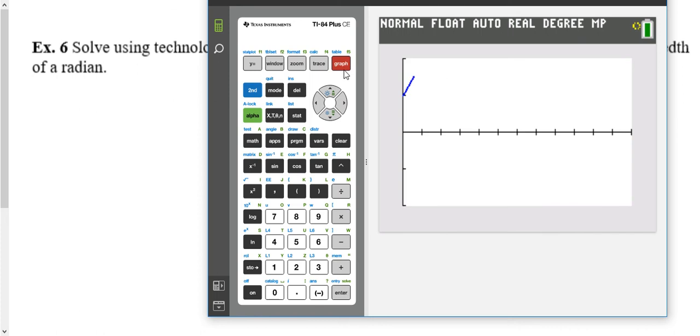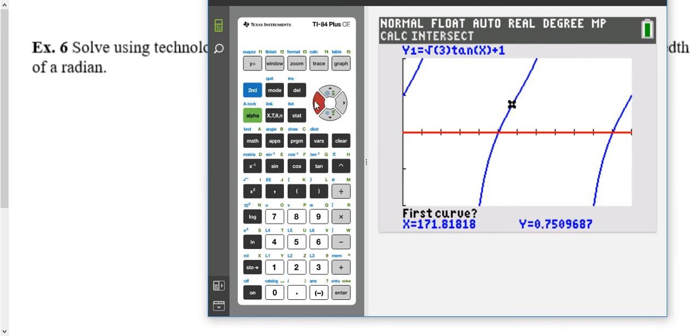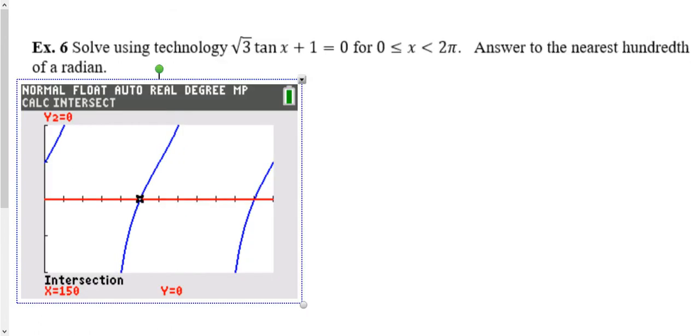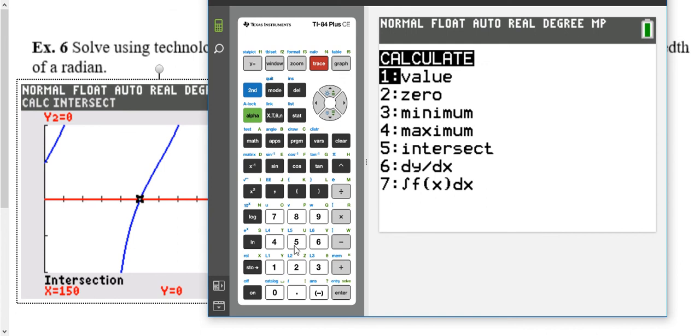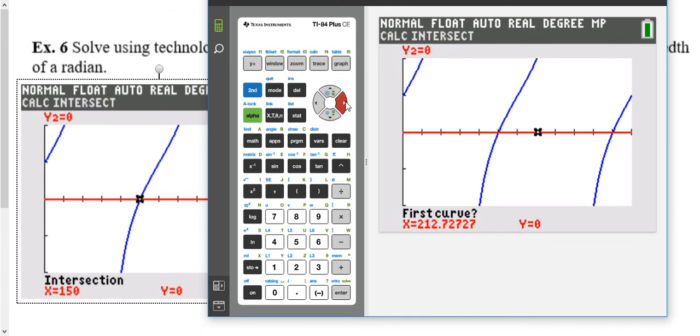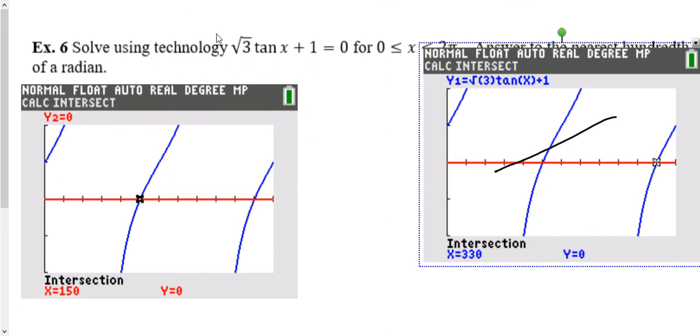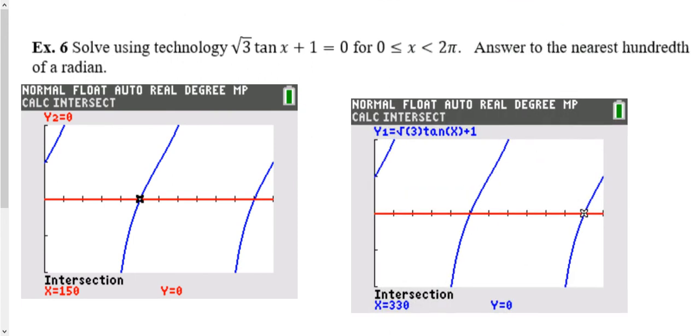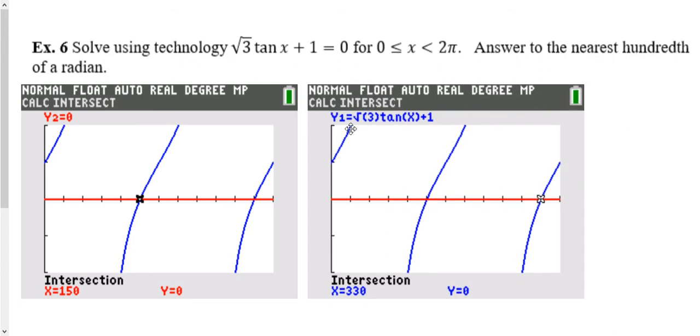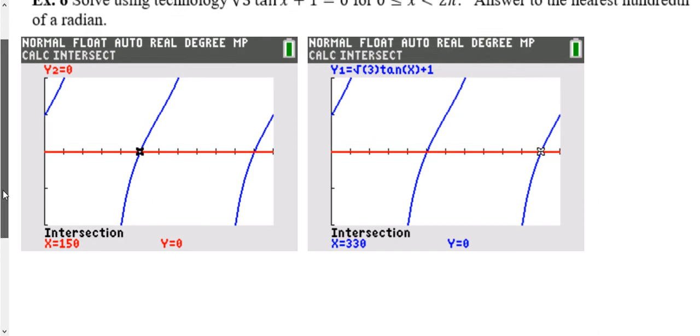So let's just quickly hit graph, see what happens. There we go, we have our tangent curve, and right there we are going through our graph 2 times. So again, second trace option 5. We want to find this first one here, enter, enter, enter. That's 150 degrees. Let's do that one more time. Second trace option 5 again. Going to the very far right there, that looks like 330, and it is 330. So we have both of our solutions here. In terms of degrees though, we do want to round it or convert it over to radians.